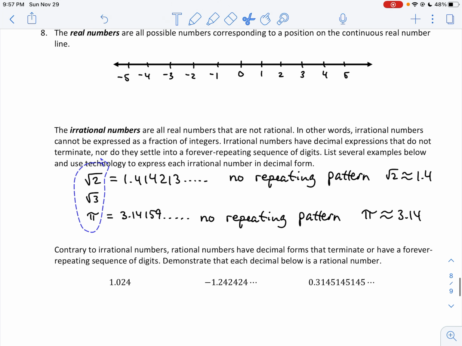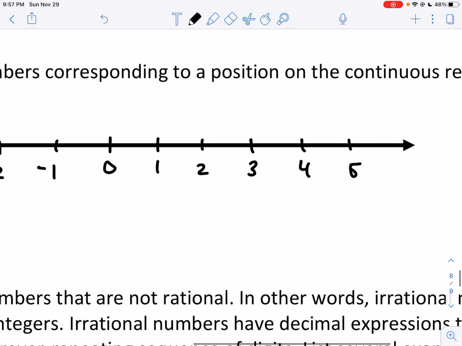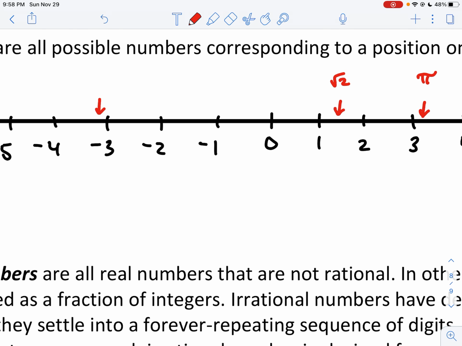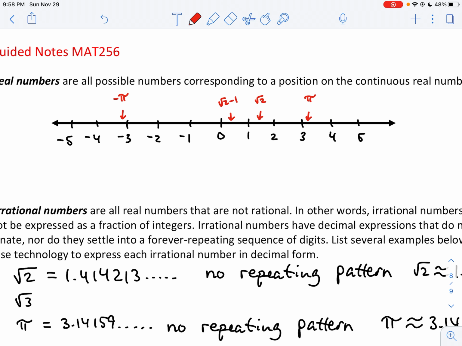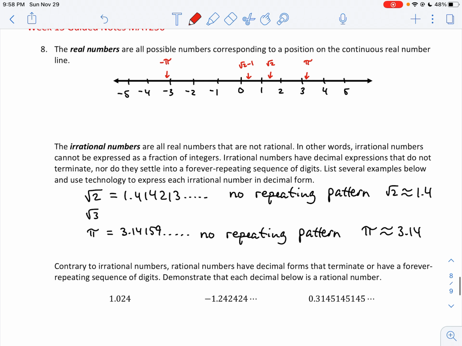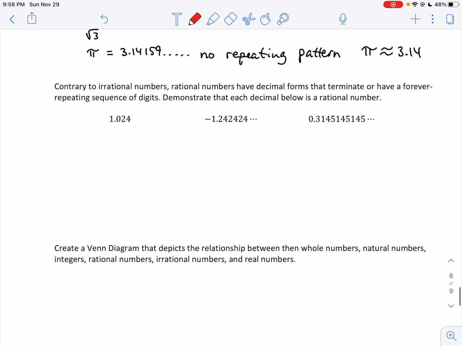So there are all these different possible numbers that are on the number line. Like square root of 2 would be on this number line. It's about 1.4, so it's in this area right here. Pi is about 3.14, so it's about there. Negative pi would also be an irrational number. If you took square root of 2 and removed 1, you get about 0.4, so there's square root of 2 and you remove 1, that's also an irrational number. But they do occupy positions on the continuous number line, but there's no way to write them as fractions of integers. So they're called irrational numbers.